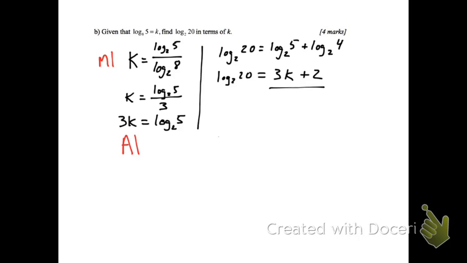And we'll give you a method point there for using the change of base formula, an answer point for getting 3k, another method point for breaking up that logarithm, and then for bringing it all together with 3k plus 2 is your last answer point there.